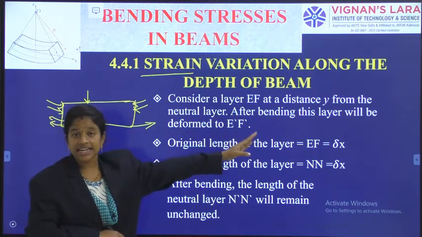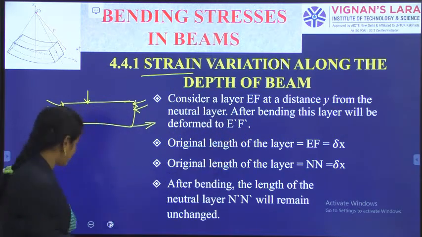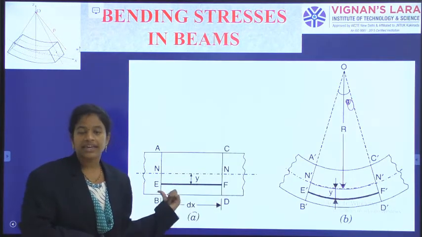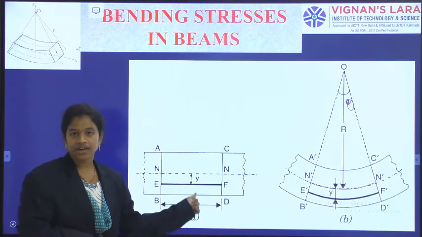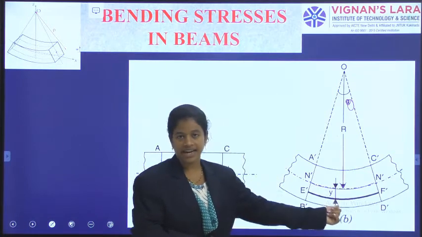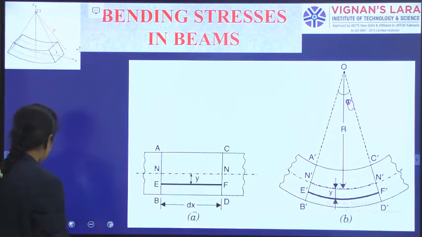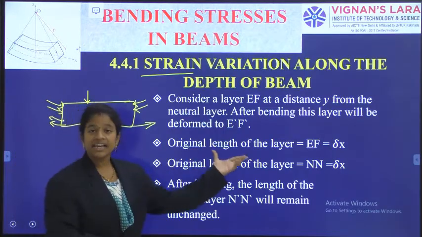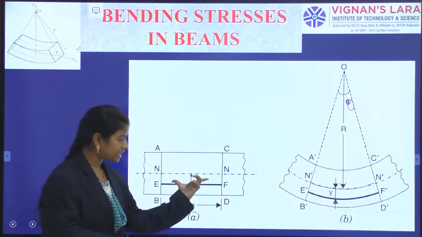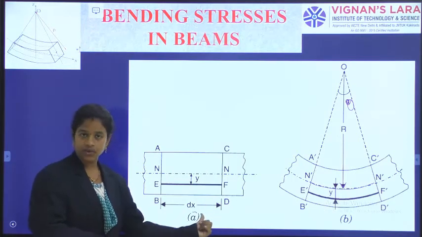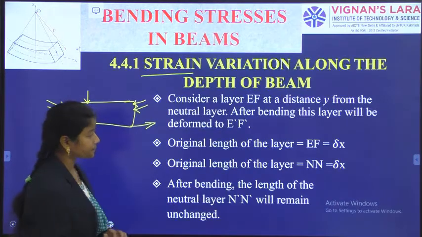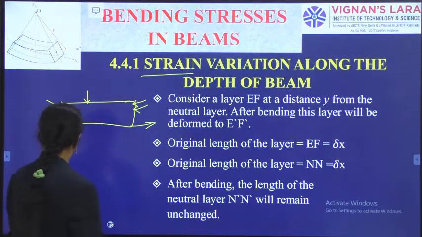After bending, this layer has shifted to E dash F dash. So initially I am taking a layer EF which is at a distance y from the neutral layer. After bending, it has become E dash F dash, which is the layer line. Now the original length of EF is delta x only. Every element, every layer, has length delta x. Each elemental length is dx or delta x only.